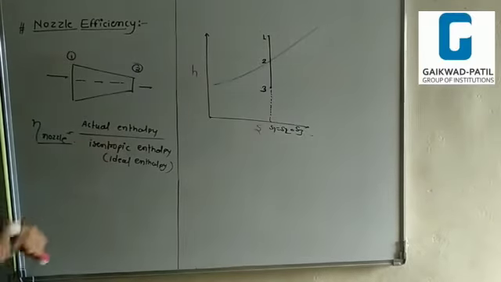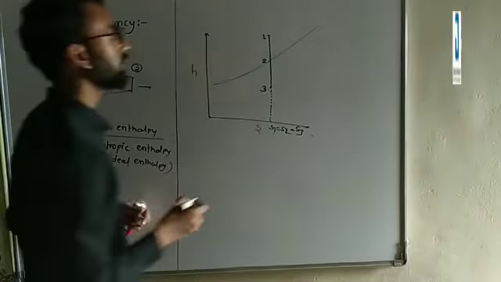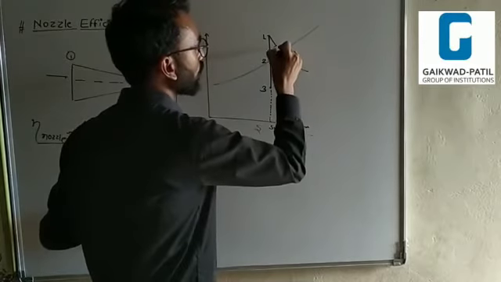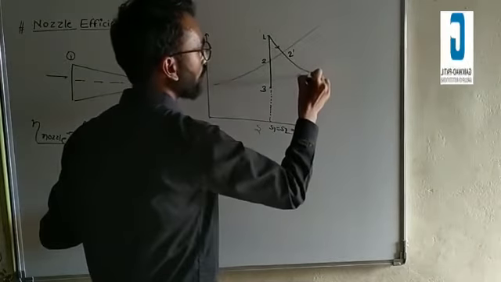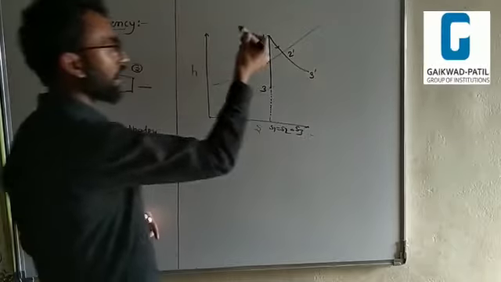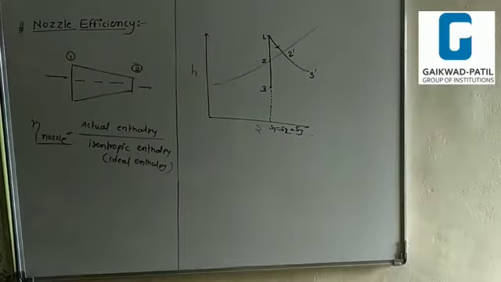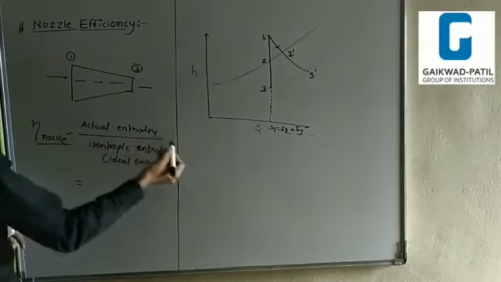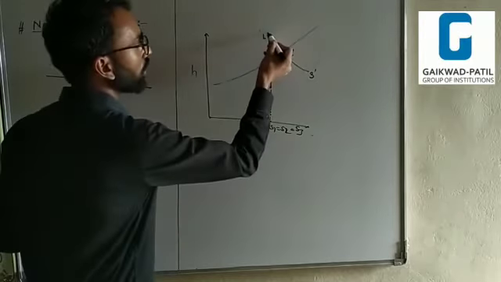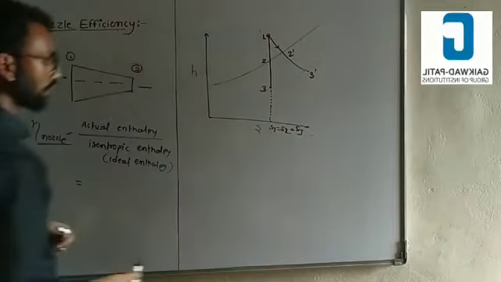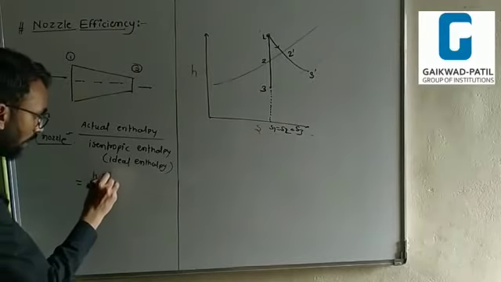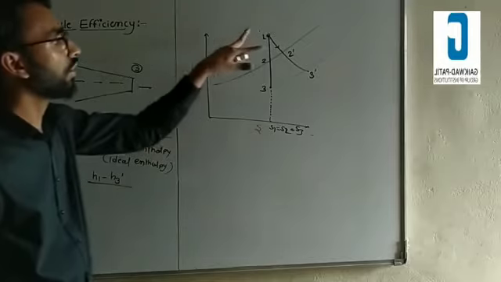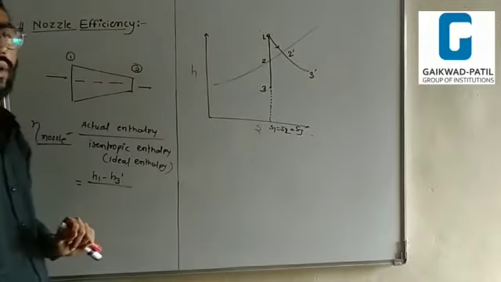What is the actual enthalpy drop? The actual enthalpy drop is due to the friction in the nozzle. This one is 2 dot and this one is 3 dot. This is the actual enthalpy drop. Put the value in terms of the enthalpy. What is the actual enthalpy drop? 1 to 3 dot, H1 minus H3 dot, is the actual enthalpy drop. 1 to 3 dot is the actual enthalpy drop.